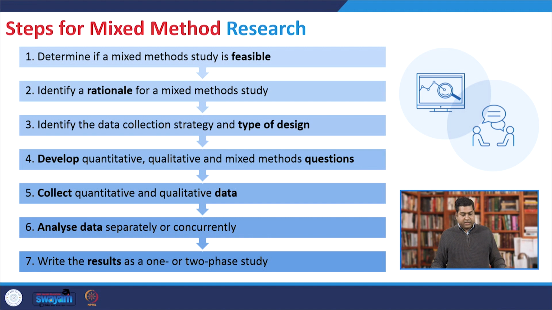Now steps for mixed method research. Step number 1, determine if a mixed methods study is feasible. It is not that to make something very fancy or attractive, we just apply all the methods. It is not required. If your research question can be answered with only qualitative or quantitative, go ahead with those independent approaches. But if you find that your research requires both of them, then you decide that okay, let us go for mixed method.